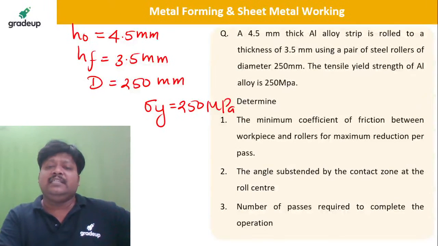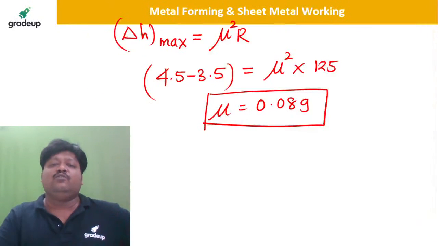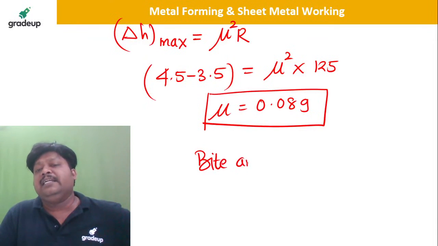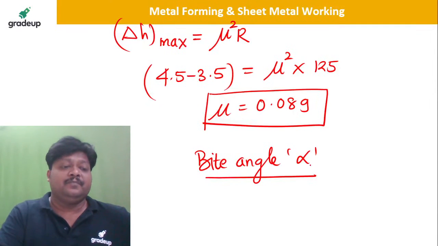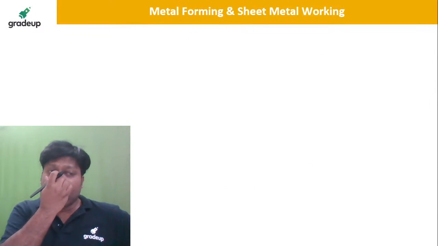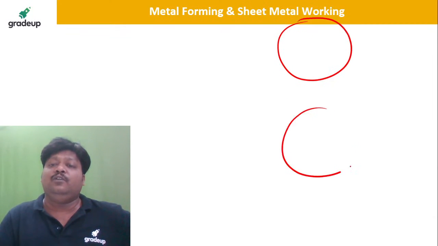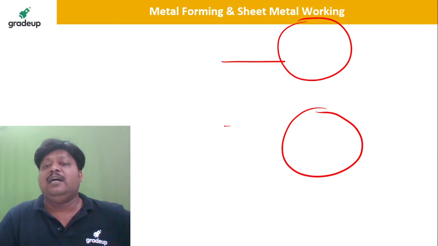Next, what they are asking is the angle subtended by the contact zone at the roll center, that is nothing but the bite angle. Alpha you want to calculate. Yes, Adarsh, very good. If this is the roll, or these are the rollers, and this is the angle, this is our bite angle.